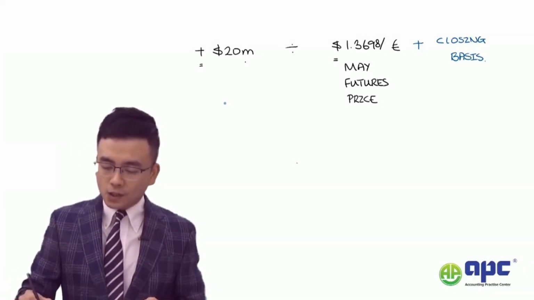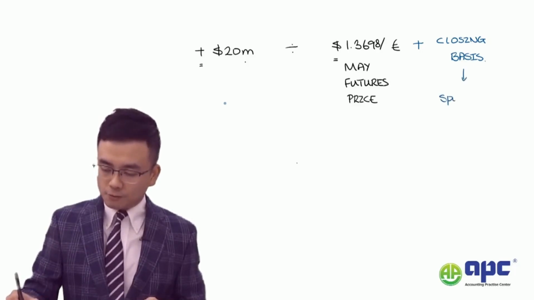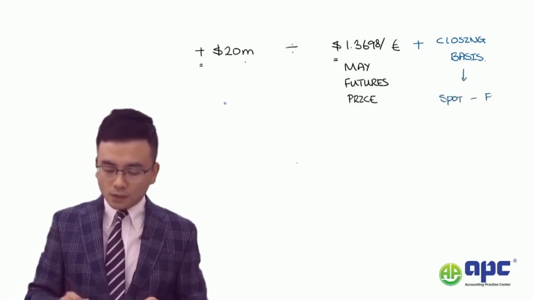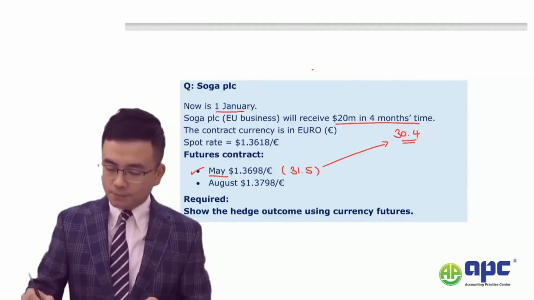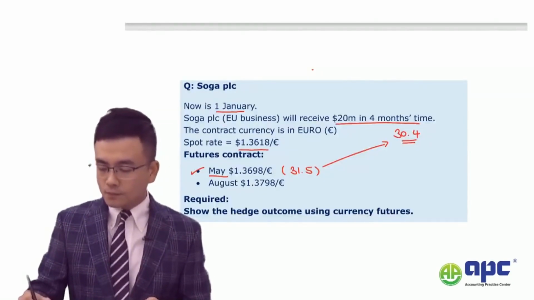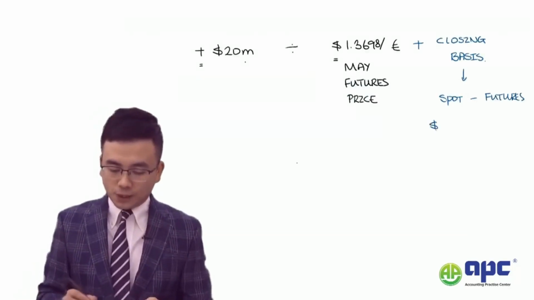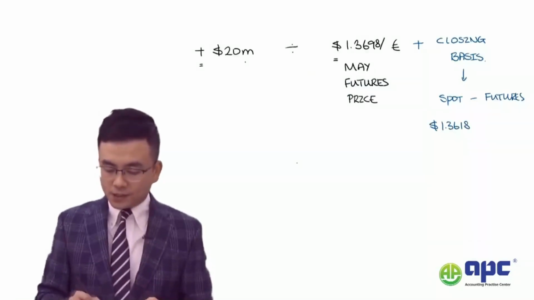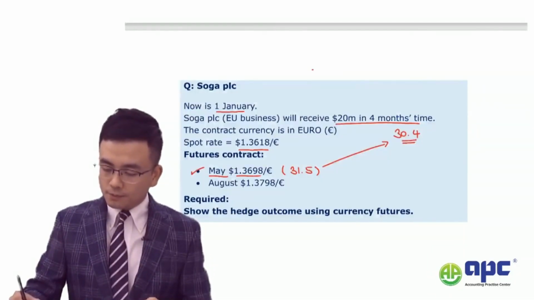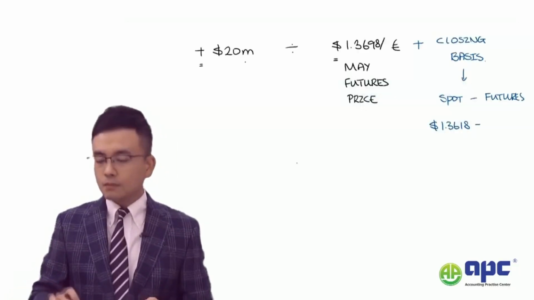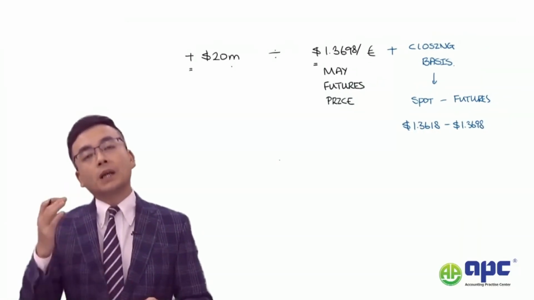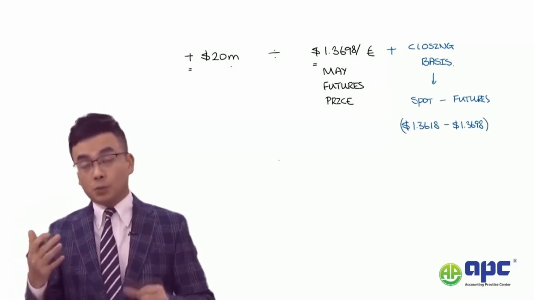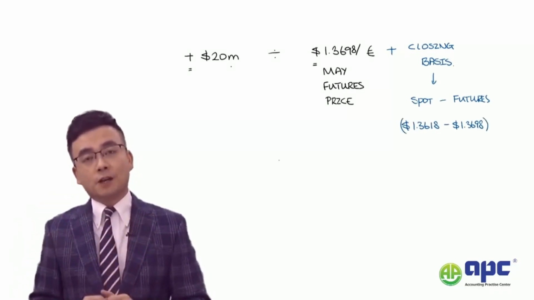The basis, we will take the spot price minus the futures price. Firstly, the spot price, we're told, will be 1.3618, and the futures price 1.3698. Now, from that basis, what will be the closing basis, which means what will be the remaining basis?